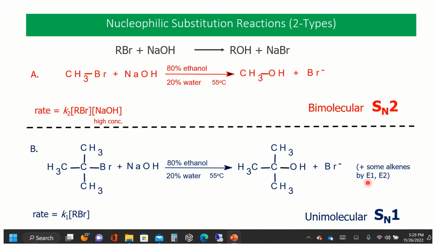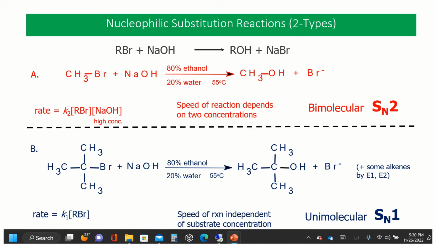The same goes with E1 and E2 reactions as well. Rate dependency. So the speed of the reactions depends on both concentrations in the bimolecular species, but in the unimolecular species, it depends only on the substrate concentration and is independent of the nucleophile.